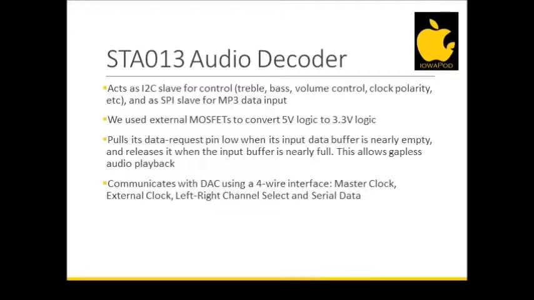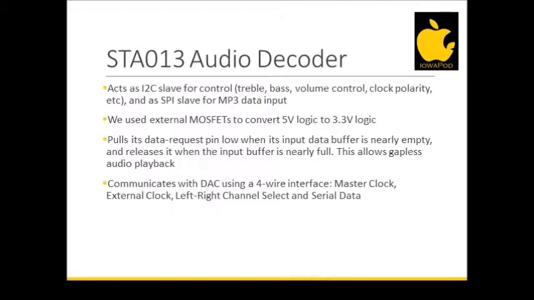It acted as an I2C slave for control, such as adjusting bass and treble, volume, clock polarity, along with many other options. This chip acted as an SPI slave for mp3 data input. The I2C was 2-way, while the SPI was only 1-way. So the chip works like this. When it receives data over its SPI input, it stores it in a small internal input buffer. When it encounters valid mp3 data, it decodes it and sends it to the DAC.